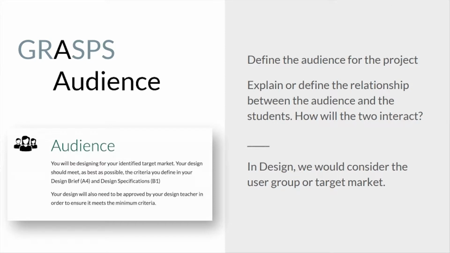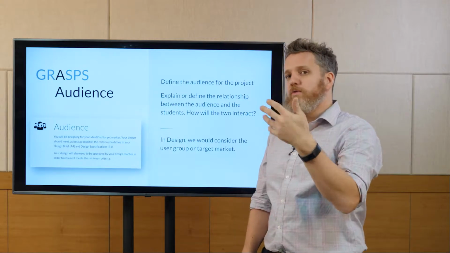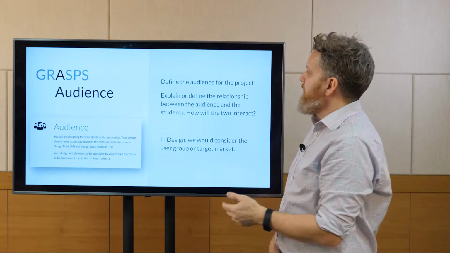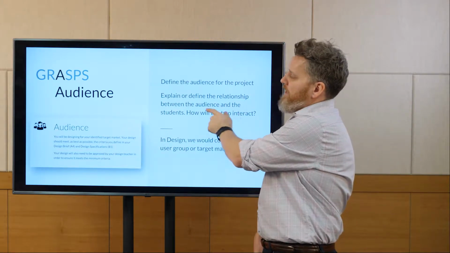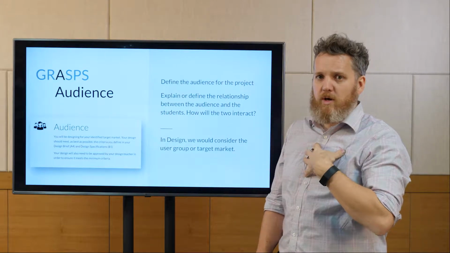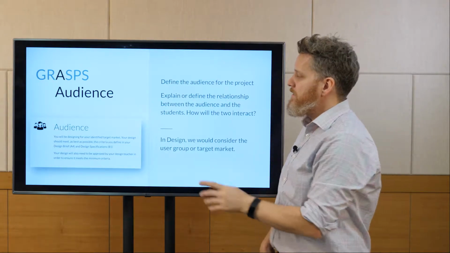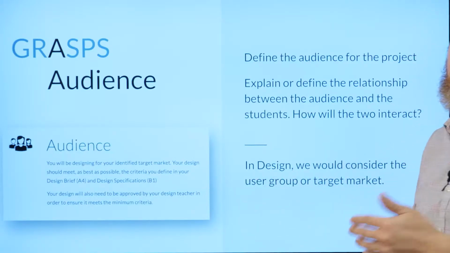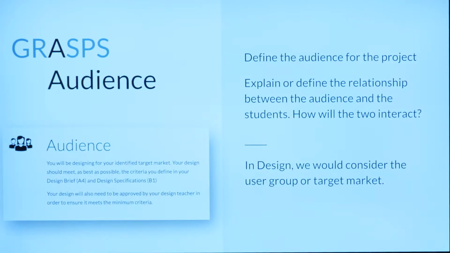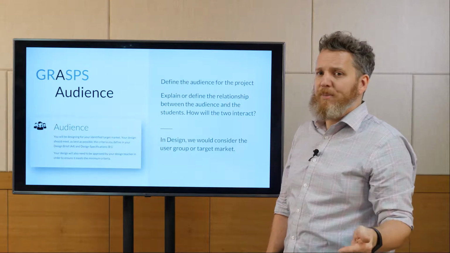Next step in the model is for us to define the audience, and this is like who they're doing it for. So we need to define the relationship between the student, the person doing the work, and who they're doing it for. Okay? In this case, students had researched different kinds of audiences, user groups, and so they would then be designing for that user group. Okay?